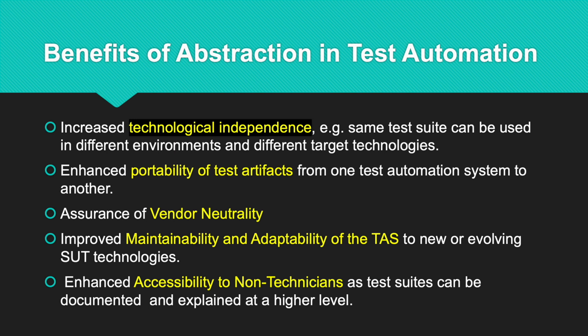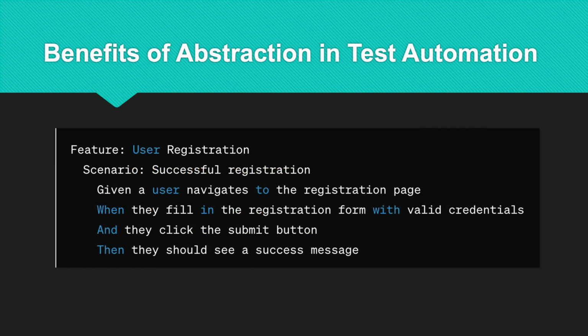Suppose a software development company is using a behavior-driven development approach for test automation. In BDD, tests are written in a human-readable format using a domain-specific language like Gherkin, which abstracts technical details and focuses on describing system behavior in plain language. For instance, a test scenario in Gherkin might look like this. The test scenario is written using simple descriptive language that anyone familiar with the domain can understand, regardless of their technical background.